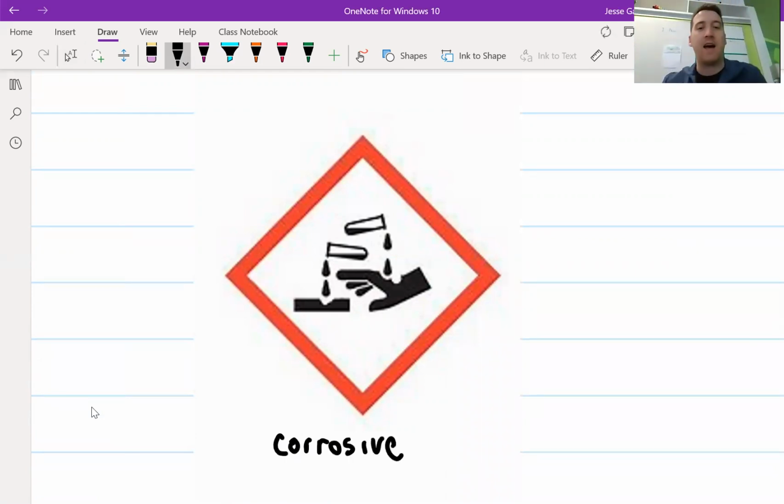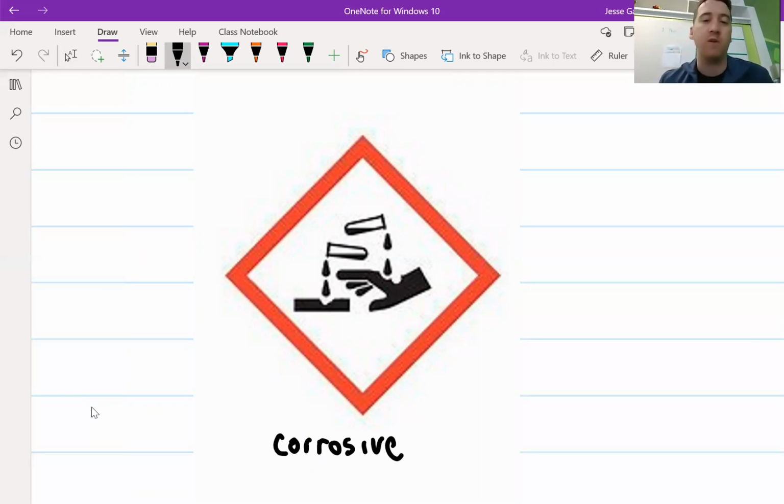Corrosive. And it's a hazard that we associate with acids and bases. Acids and bases, which are the subject of these videos, are corrosive. So if we're asked what hazard is associated with acids and bases, you've got to really focus in on this symbol now and see what's going on.